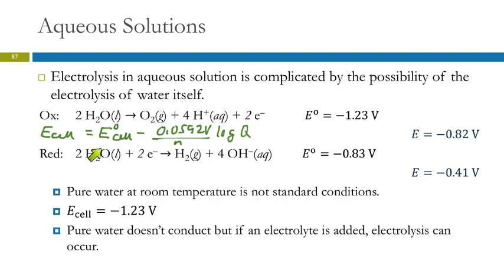The reduction is water being reduced to hydrogen gas and hydroxide ions. Standard potential is minus 0.83. You do the similar calculation, and you find out that in pure water, it's minus 0.41 volts. And I am writing these with the correct sign for the reaction, so that to look at the overall potential for this cell, we just have to add those two together instead of figuring out which one to subtract from the other. So the cell potential here is minus 1.23 volts.